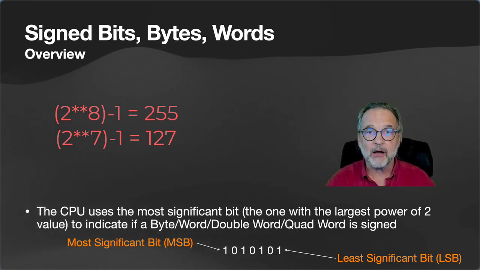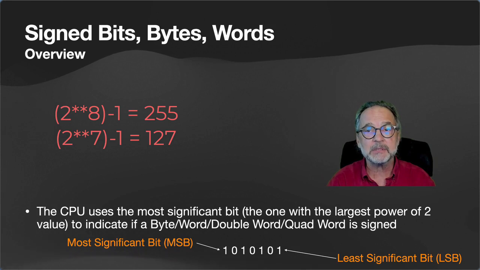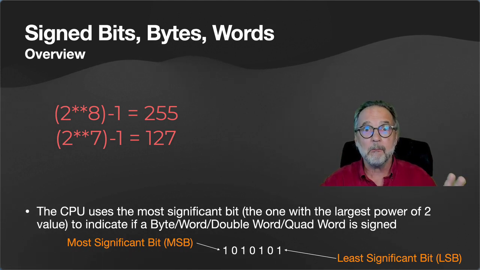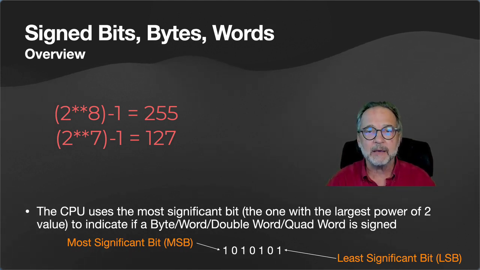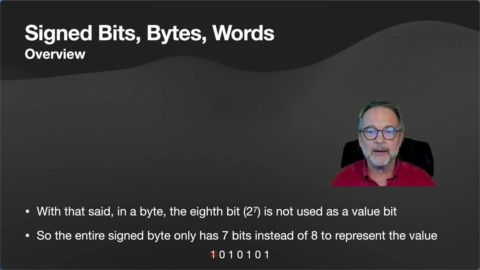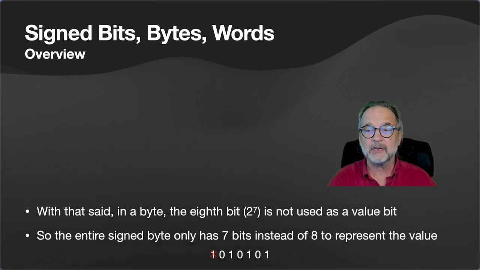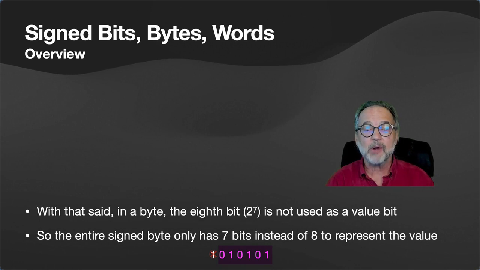So there's a trade-off. And if you are a C or C++ or Java programmer, you can actually look at the ranges, and signed numbers are much smaller than unsigned numbers. But signed numbers can also be negative, which unsigned cannot. So let's look at some examples of that. In a single byte, the 8th bit, 2 to the 7, is not used as a value bit. So the entire signed byte only has 7 bits instead of 8 to represent the value. So it can never be larger.